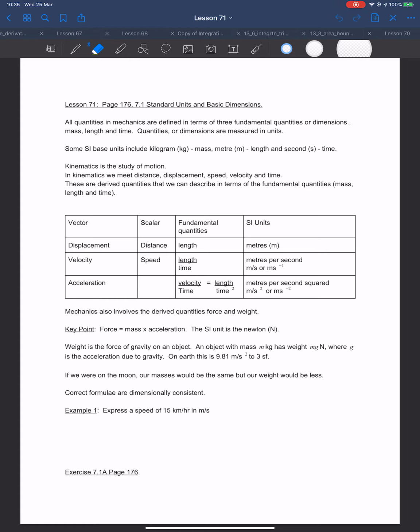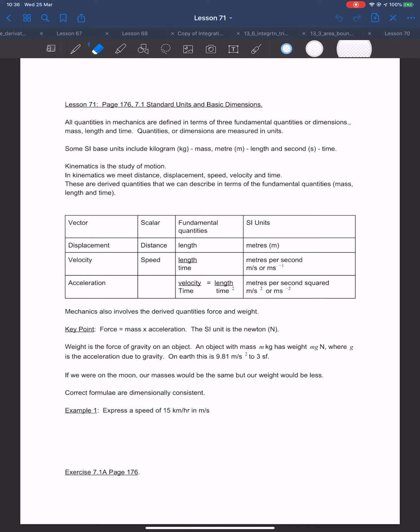So SI stands for Standard International, I believe. I've just looked in the book. It says Système International, so it's French. Base units include the kilogram for masses, metres for length, and seconds for time.